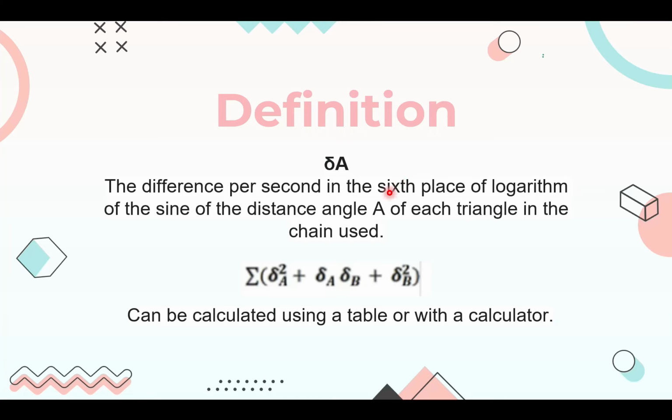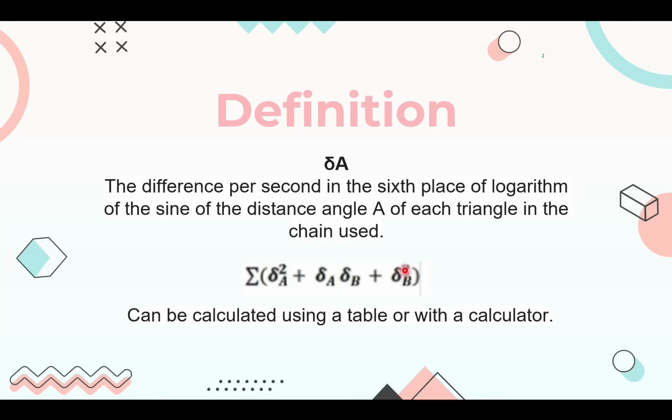So delta A is simply the difference per second in the sixth place of logarithm of the sine of the distance angle A of each triangle in the chain used. And if delta B, then sine of the distance angle B. And I know it's very intimidating to read, and these are just still words to you guys, but once we solve it, you will see literally what every word means in a sentence.